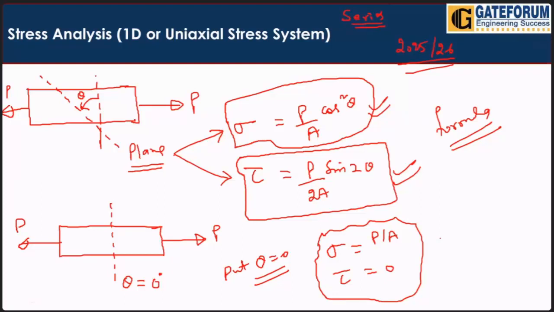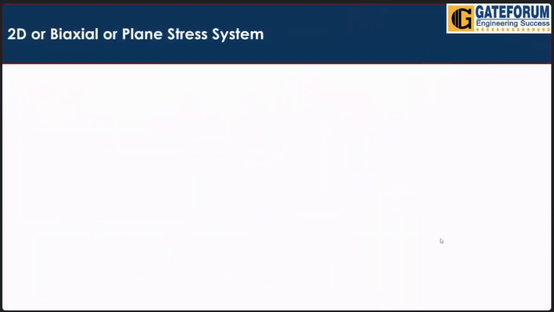2D stress system. Now moving to the 2D, or biaxial, or plane stress system. We can call it 2D, biaxial, plane stress system, or planar stress system. What happens generally in 2D is that we don't have stress in only one direction, but we have normal stress in two directions.